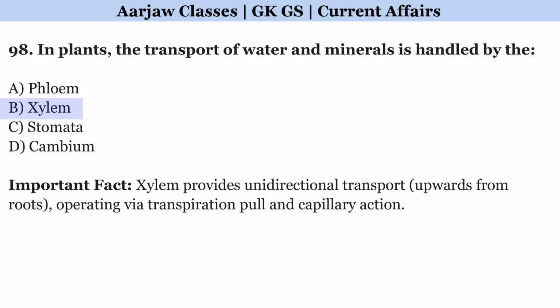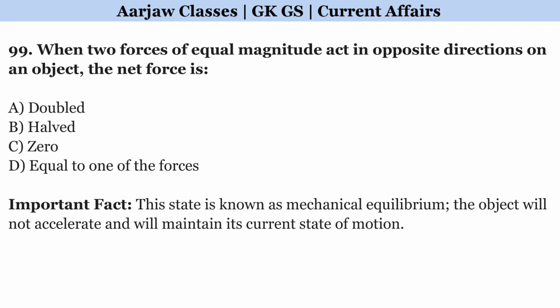Correct option is B. Xylem. When two forces of equal magnitude act in opposite directions on an object, the net force is? Correct option is C. 0.